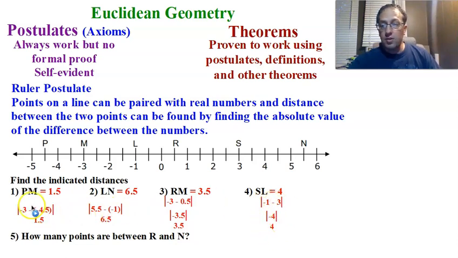Now, some of you worked these out and have these numbers in the opposite order, right? So 3 minus negative 1 is positive 4. It's fine. That's why we do the absolute value. It doesn't matter what order you do it in, your answer is always positive.